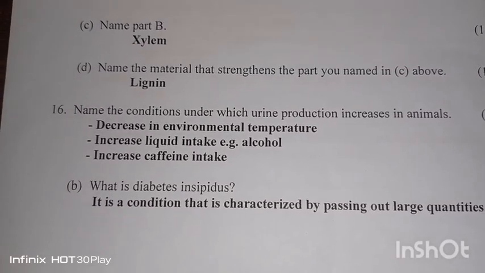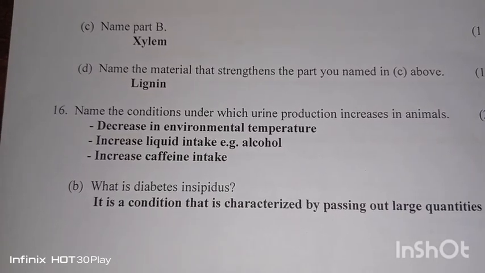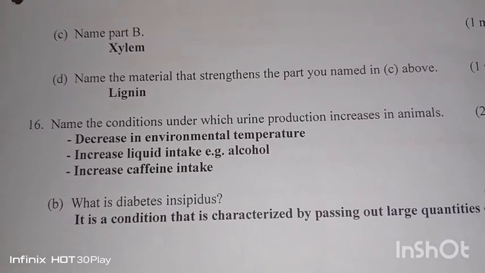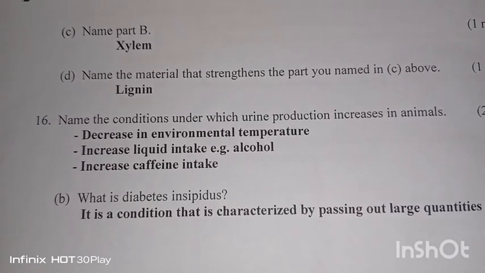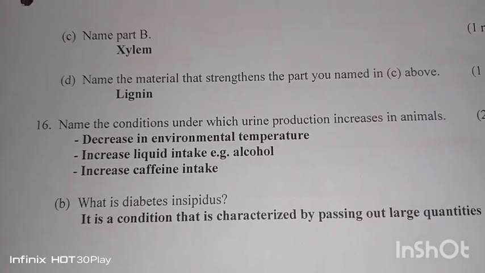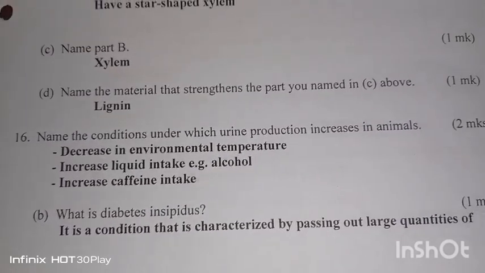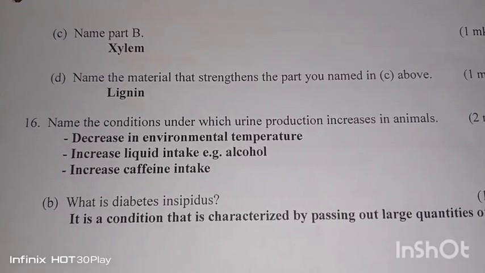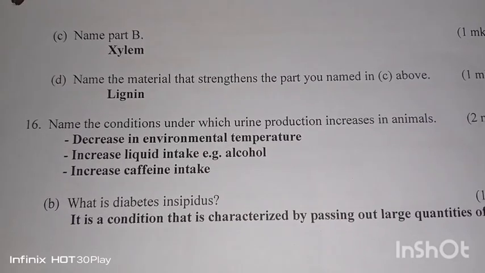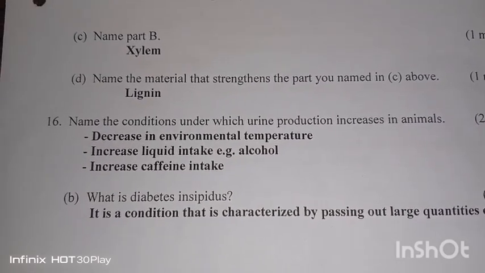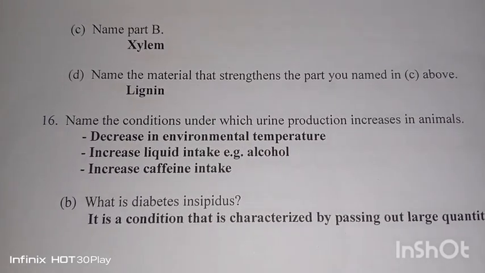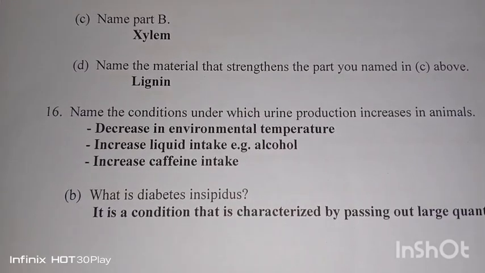Name the conditions under which urine production increases in animals. Urine production increases when there is an increase in environmental temperature. When the temperatures go high, urine production is low, but when the temperatures decrease, especially when it's raining, or when the weather is just cold, there is increase in production of urine.